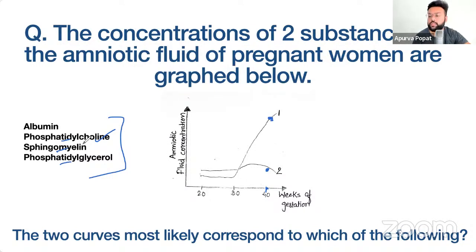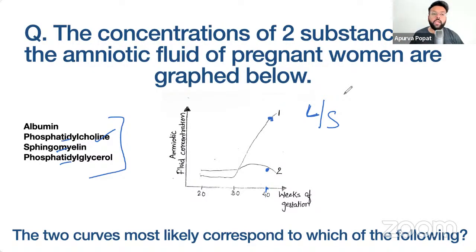And what is low? What's number 2? Sphingomyelin. Okay, sphingomyelin is low, so that's why we do the lecithin by sphingomyelin ratio. We want the lecithin to be very high and sphingomyelin to be low. If the lecithin by sphingomyelin ratio is high, does that mean the baby still needs more time, or is ready to come out? Baby is ready to come out.